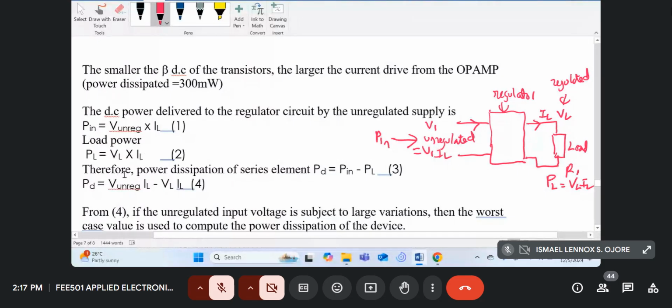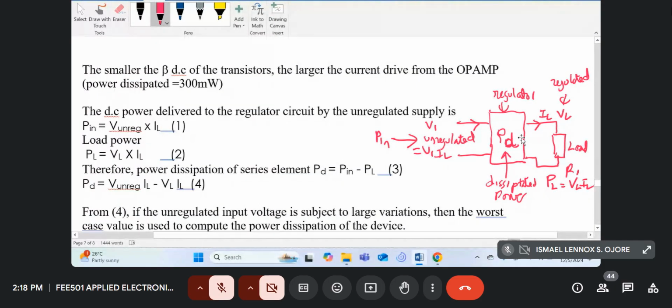And therefore, the difference in power, which is going in, and the power which is going to the load must be the power dissipated by our regulator. I'm calling it PD. This is your dissipated power by the regulator.